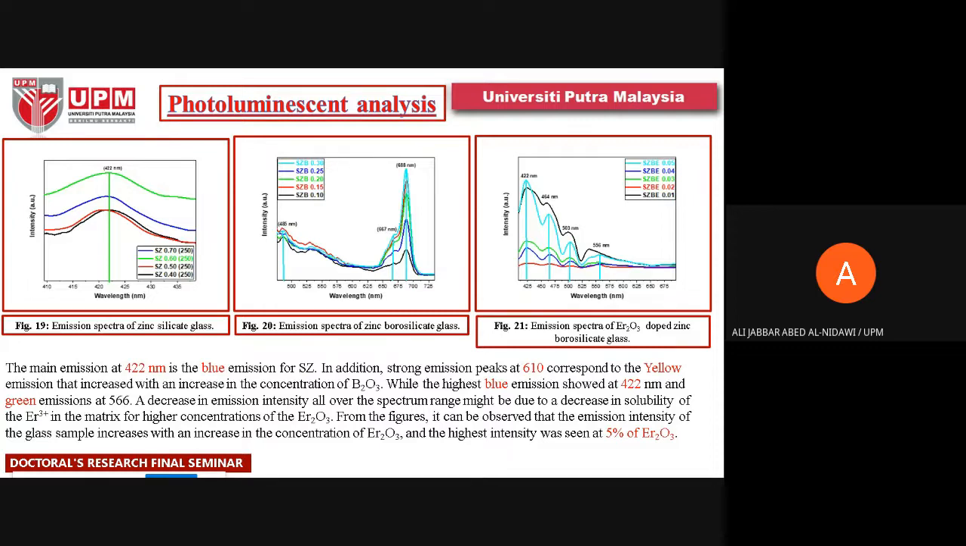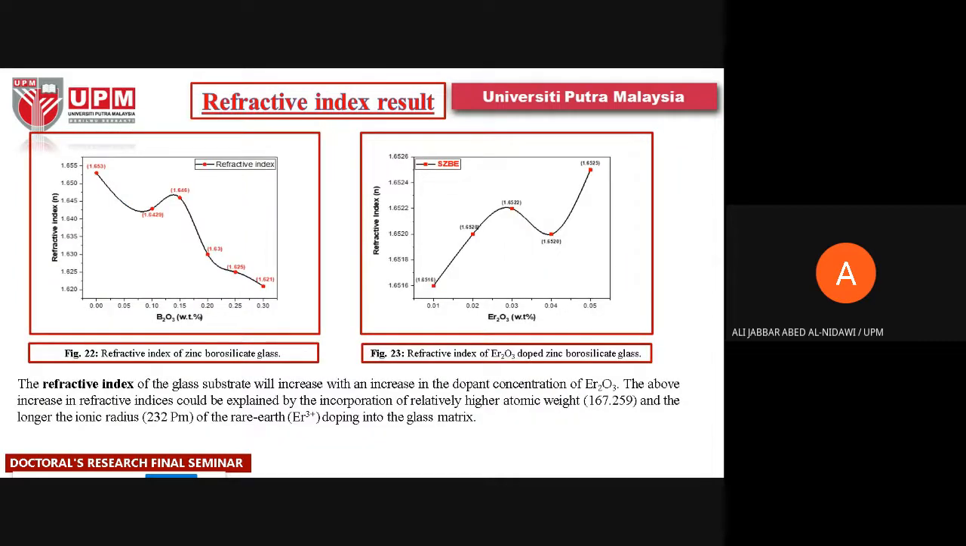And the highest intensity was seen at 5% of erbium. The refractive index is calculated from the ratio of the speed of light in a vacuum to that in the second medium of greater density. As seen in figure 22 and figure 23, the refractive index in the glass substrate increases with increasing doping concentration of erbium.